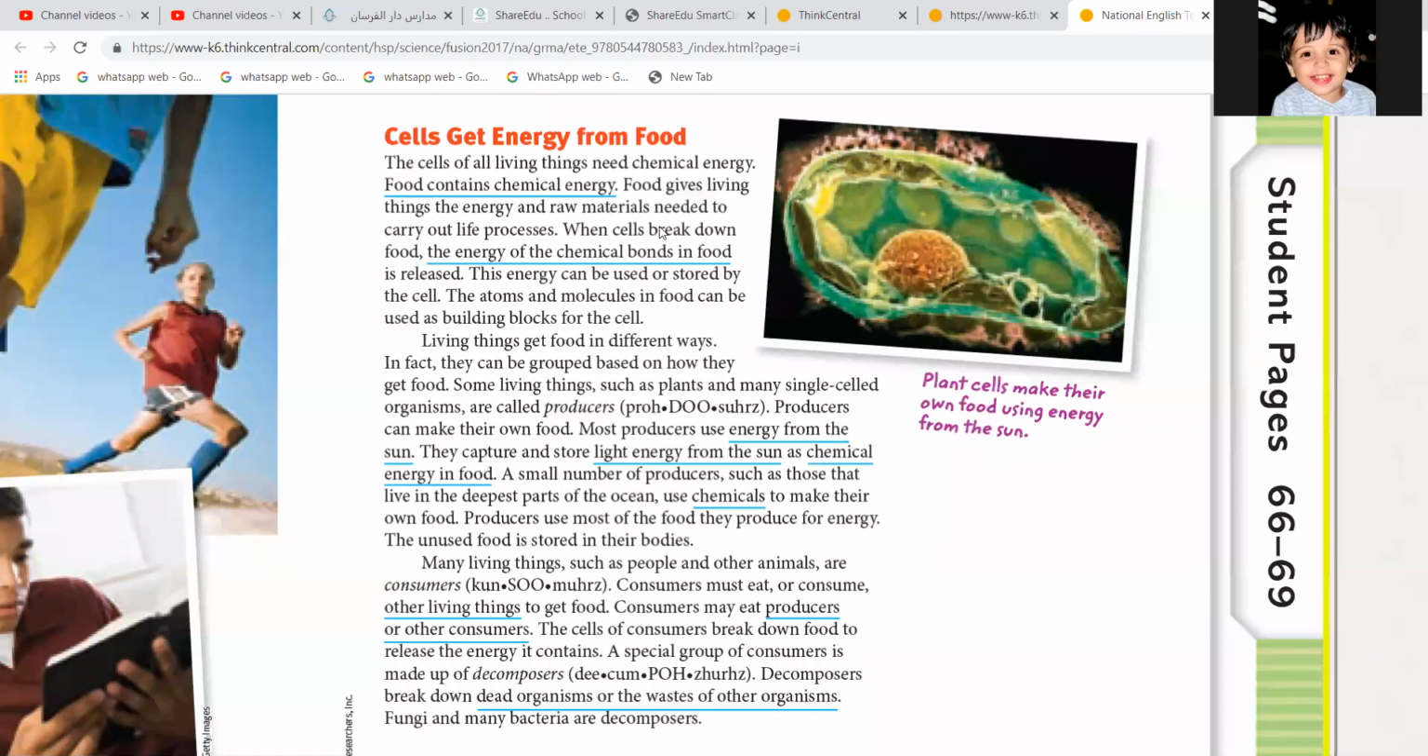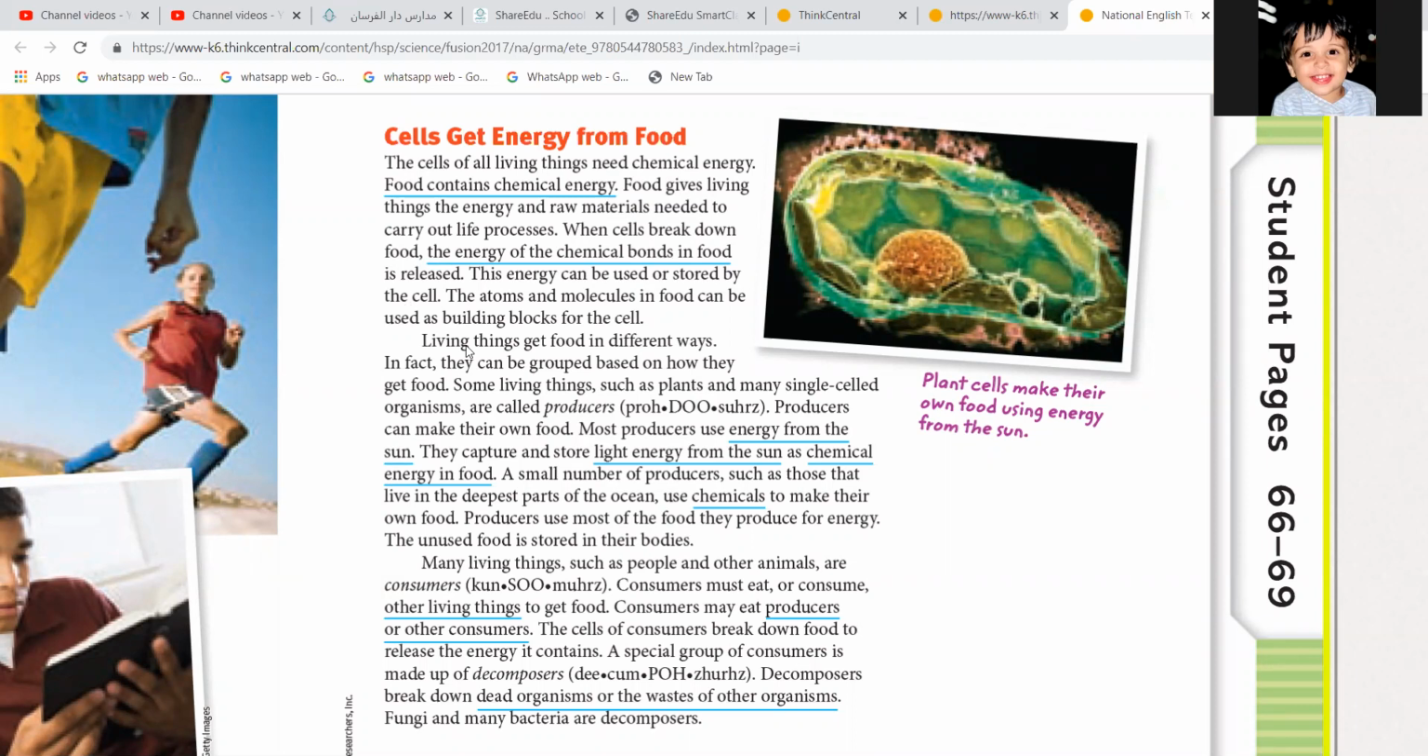Okay, so when cells break down food, the energy of the chemical bonds in food is released. Girls, as I eat my food, the cells break down the food. And from the food, what comes out? The energy of the chemical bonds in the food comes out.